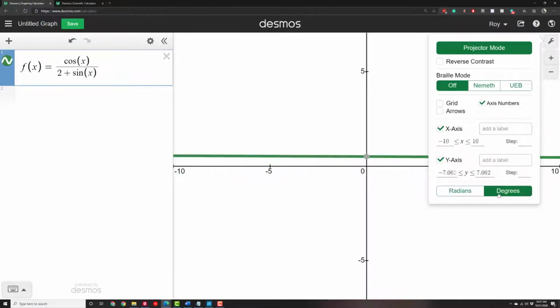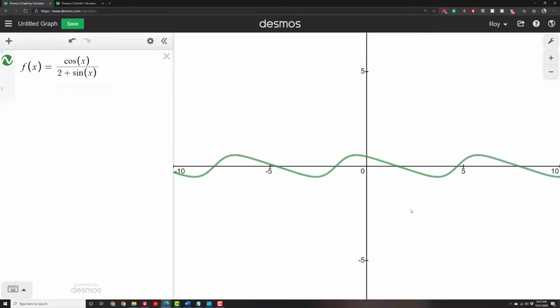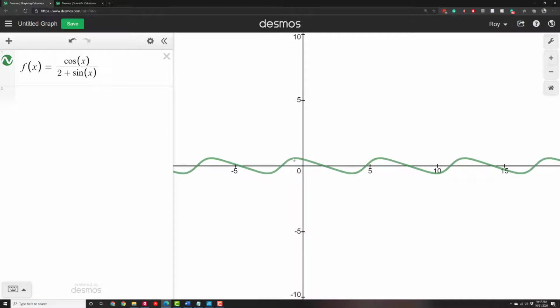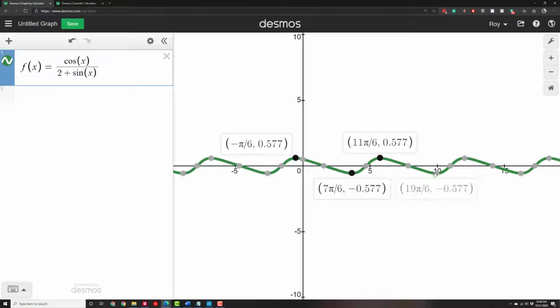If you try to graph this in degree mode, it would look like a line, because in degrees you have a length of 360 before you have a full cycle. That's why radian mode is much better. So in radian mode, you can see there are an infinite number of maximums and minimums for this function. It goes on forever, so we want to find a pattern.